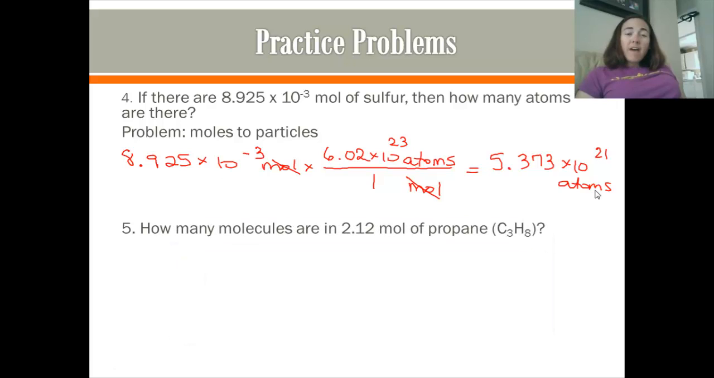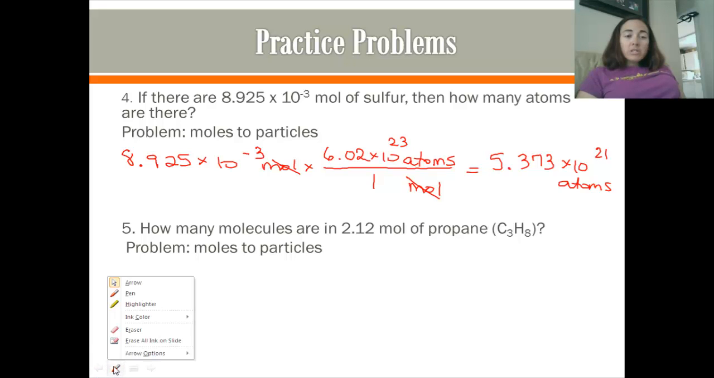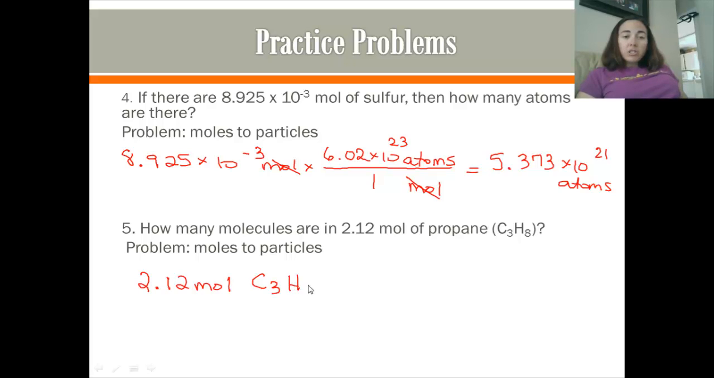Alright, here's number 5. This time I'm starting with propane. I have a compound this time. I have 2.12 moles of it. I'm trying to convert it to molecules. So let's do a conversion factor. We're going to set it up using that pattern that we've been seeing. Write down your given first, which is 2.12 moles. Now this time I've got C3H8, propane, like the gas that you burn in your grill at home. There's my conversion factor. The unit that I'm going to need on the bottom is moles, and the one I'm going to put on top is molecules.